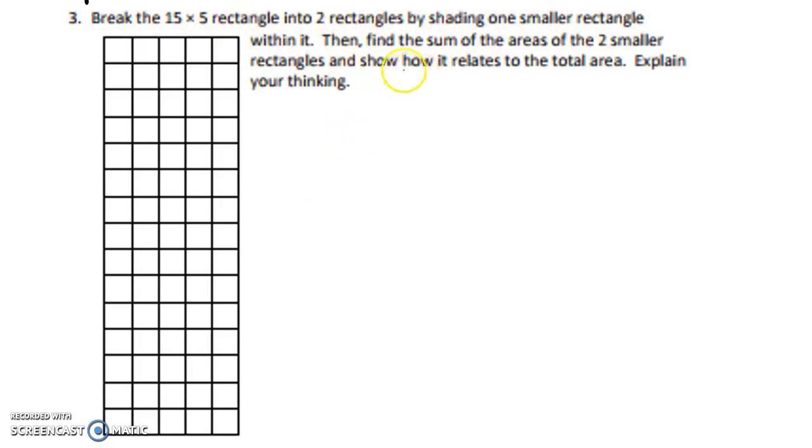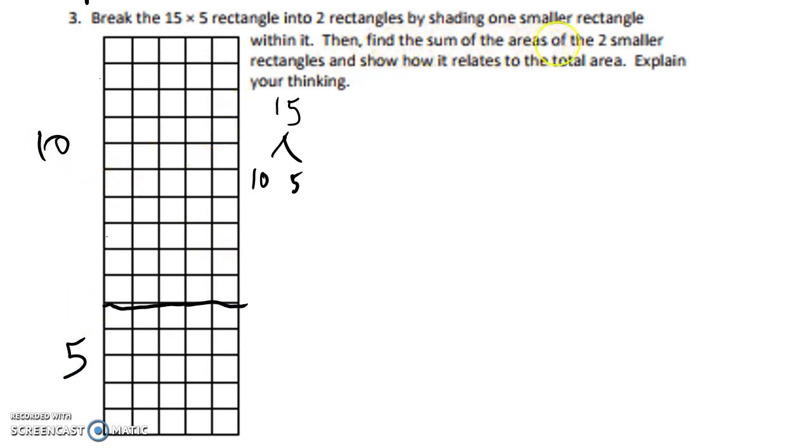So let's be smart about this. Don't just randomly pick a section, pick something with an easy fact. So if this is 15, what are some easy numbers that we can break 15 into? Well, immediately, I see 15 as 10 plus 5. So I'm going to count down 10. 1, 2, 3, 4, 5, 6, 7, 8, 9, 10. So right here, this is 10 and this is 5.